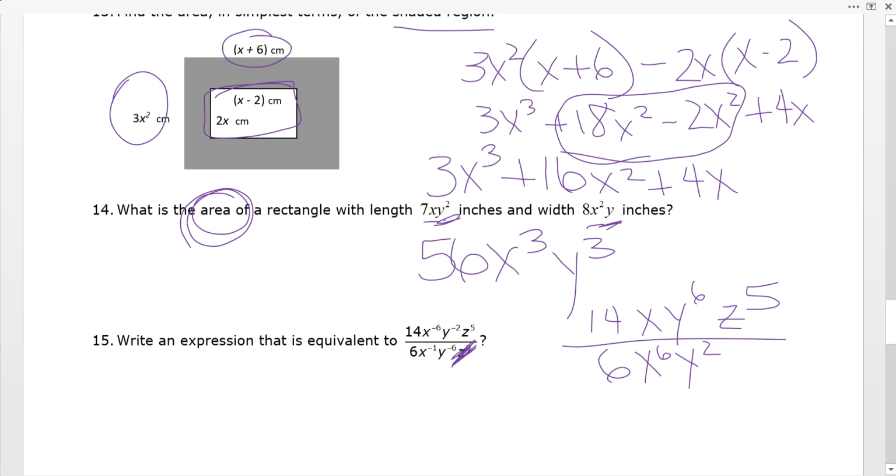Alrighty, so now I can divide this by 2 and this by 2. And I can take away these y's, which makes that a 4. Take away that x, which makes that a 5. So I end up with 7 y to the 4th, z to the 5th over 3. Oh, just over 3. Nope, x to the 5th.